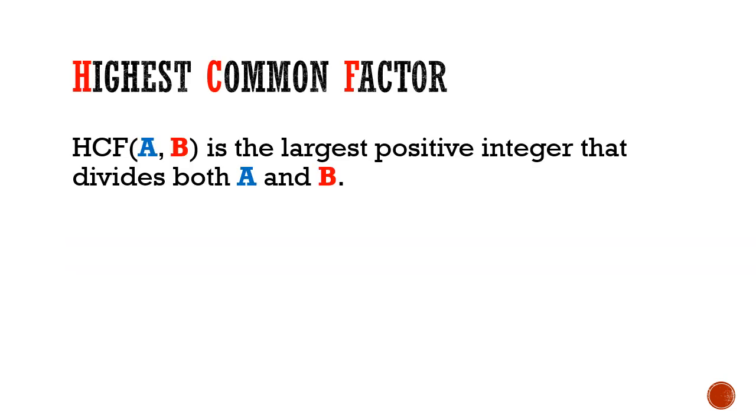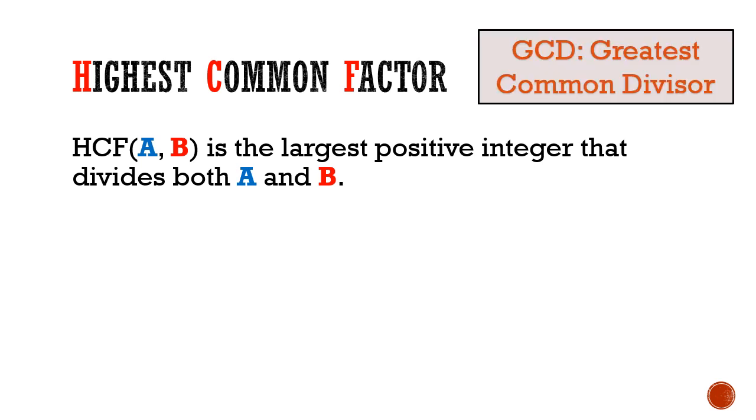The highest common factor, or HCF for short, of two numbers, let's call them a and b, is the largest positive integer that divides both a and b. The HCF is also sometimes referred to as the GCD, which stands for the greatest common divisor. Let's look at some examples.